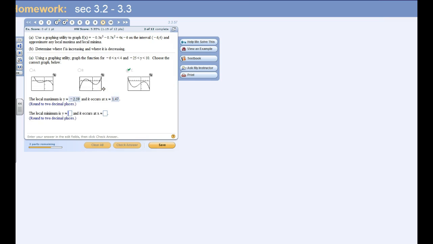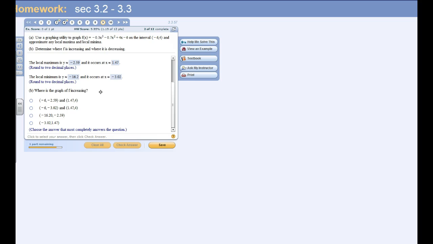And so next they're going to ask for the minimum, which I had found before. Kind of is interesting that they're asking for the y value before the x value, usually an ordered pair as an x comma y, but read carefully and enter carefully. The next part says, where is the graph of the function increasing? So once you have the maxes and mins, we can talk about intervals of increase and decrease.